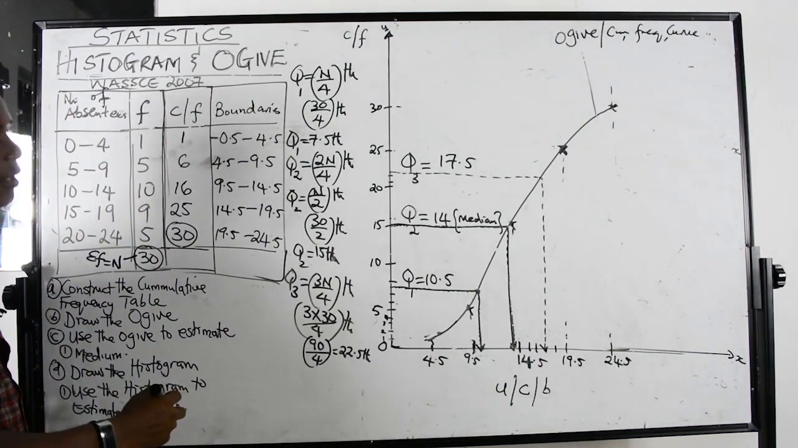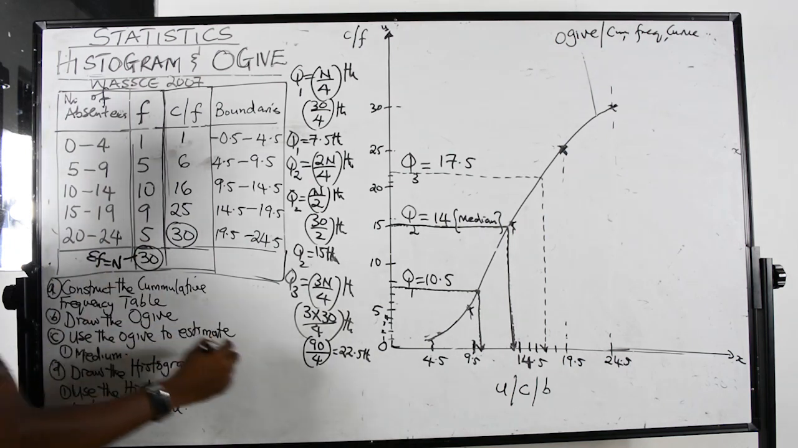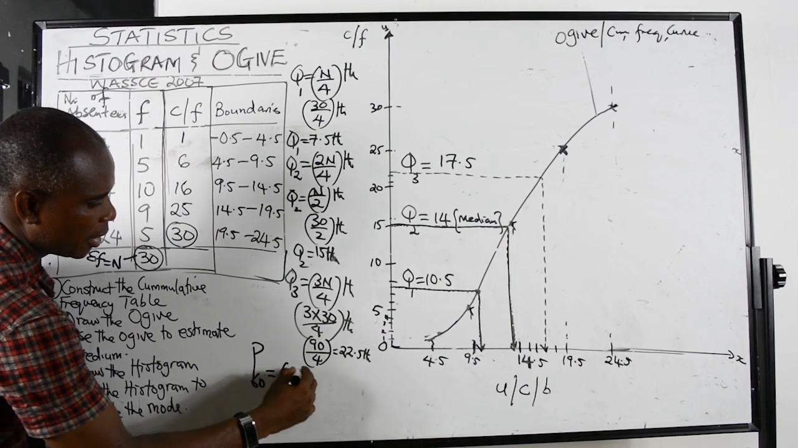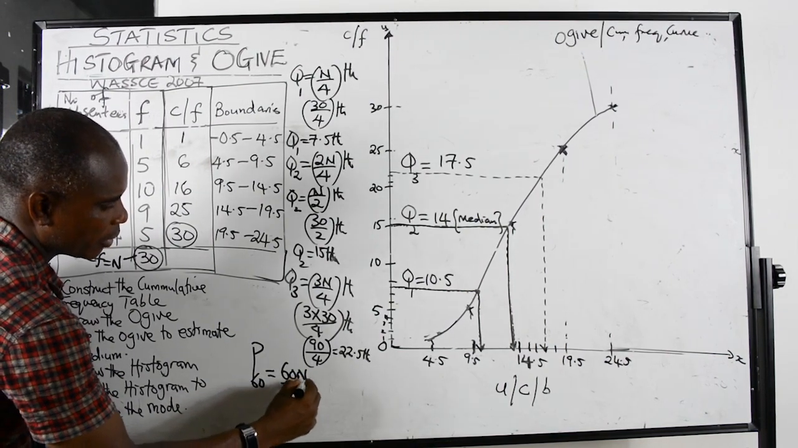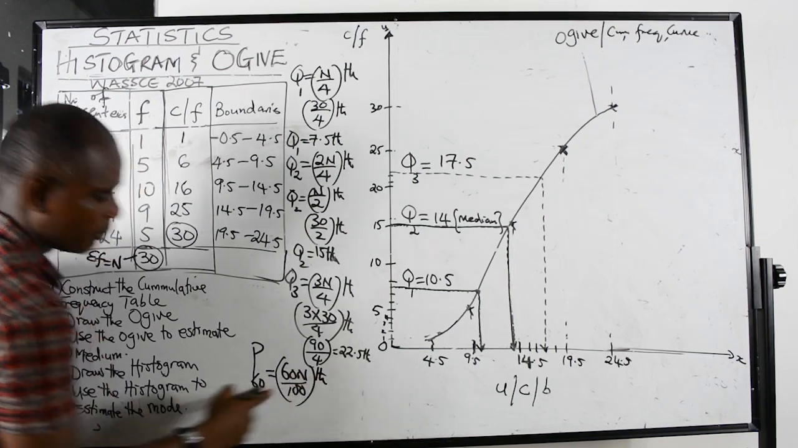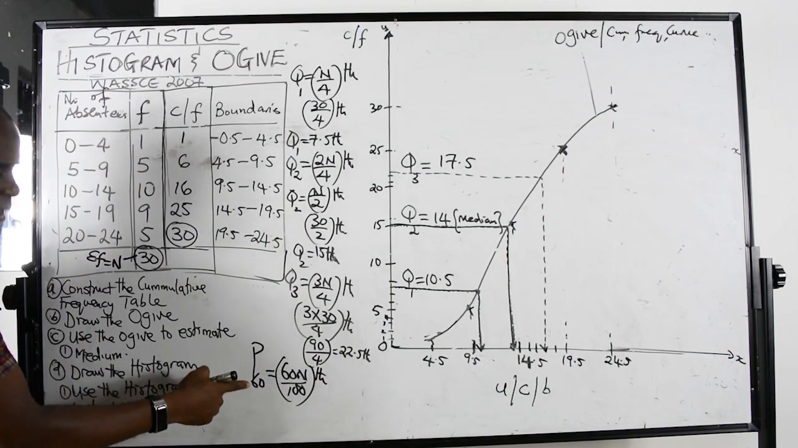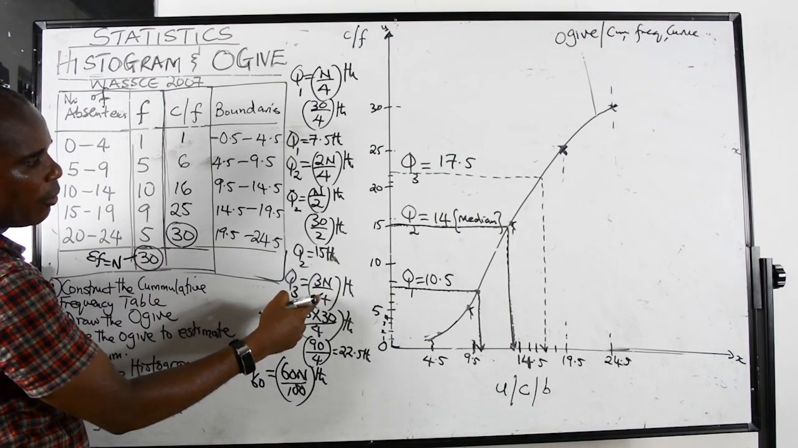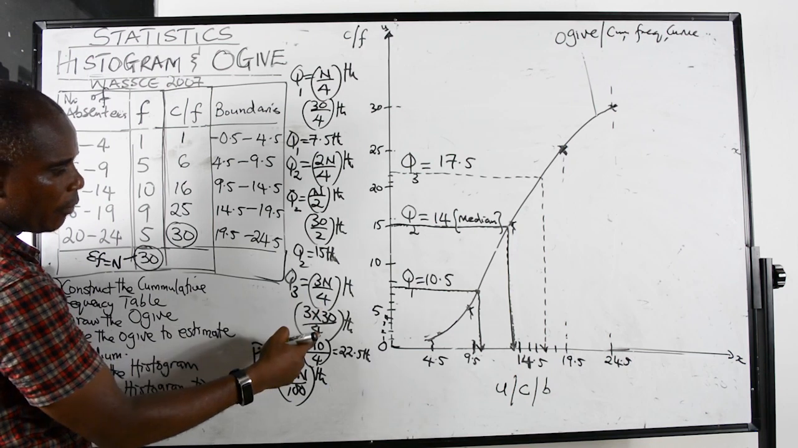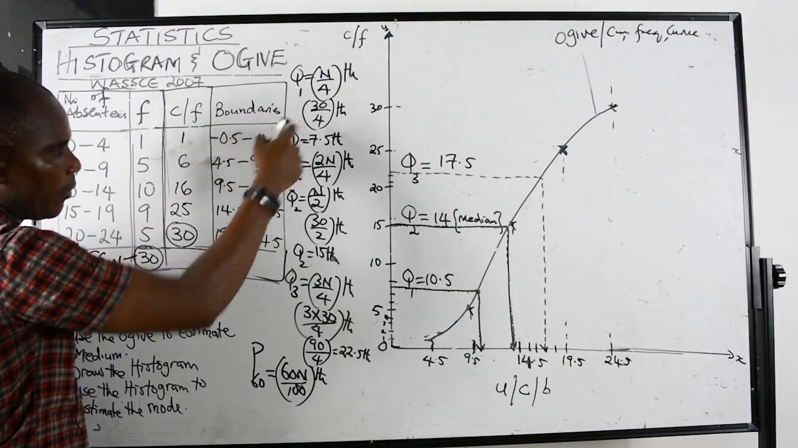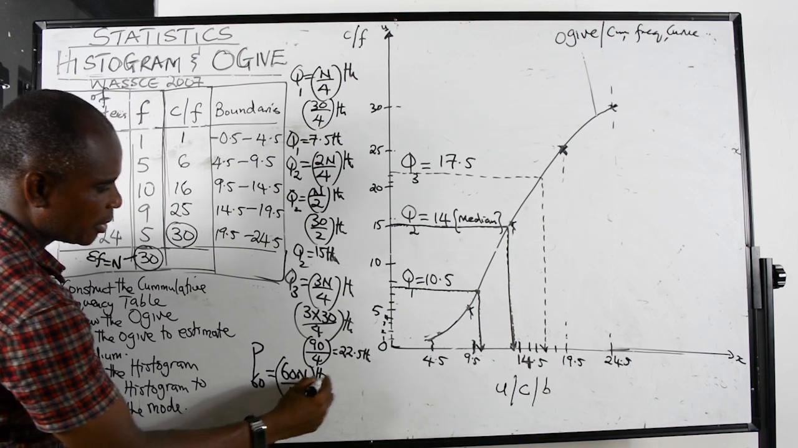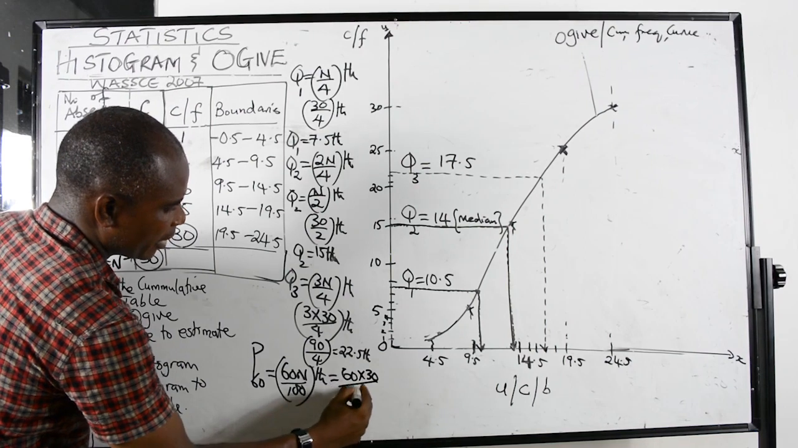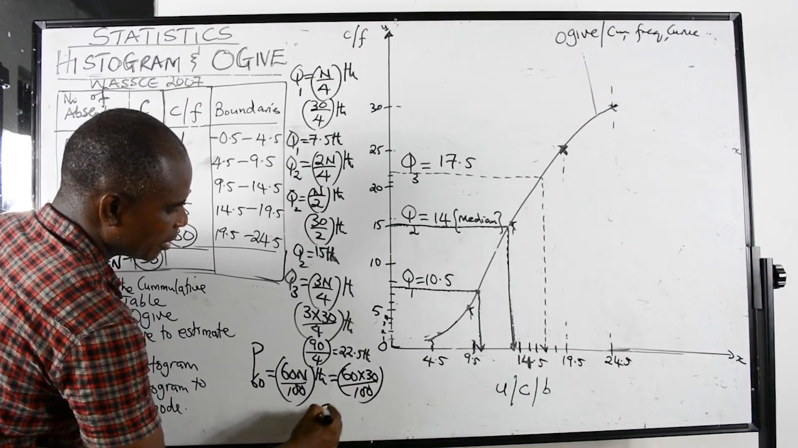I also want to find the 60th percentile. Let's say I wanted to find the 60th percentile, P60. It is 60 all over 100. Percent means per 100. Quarter means per 4, so it is 4 for quartile, but when it's percent, it's 100. So I put it here: 60 times 30 all divided by 100. So it is the 18th position.